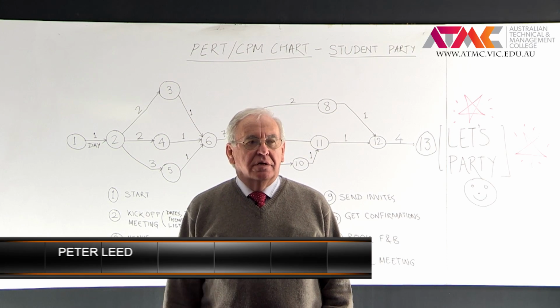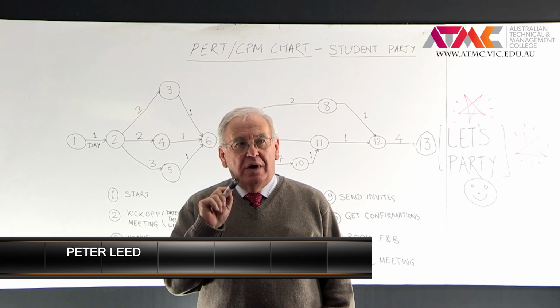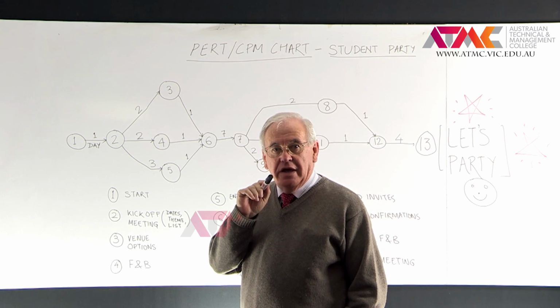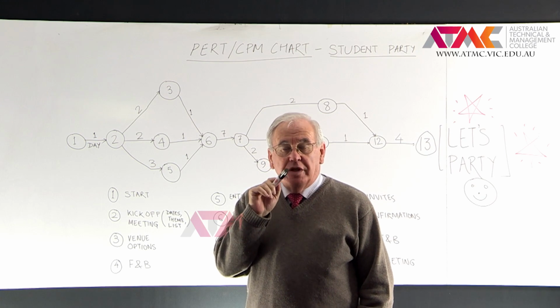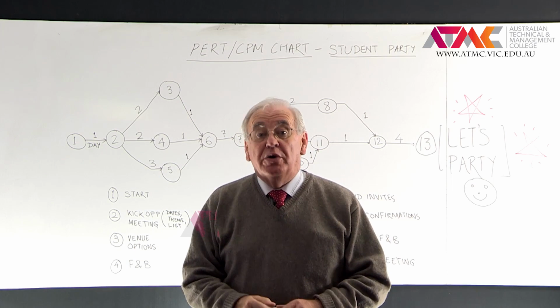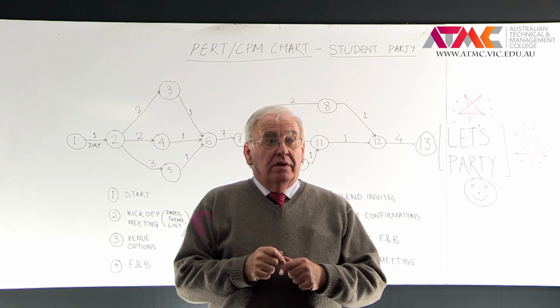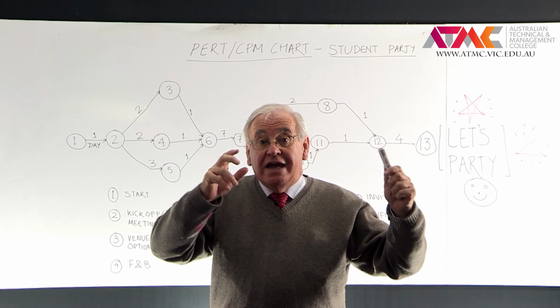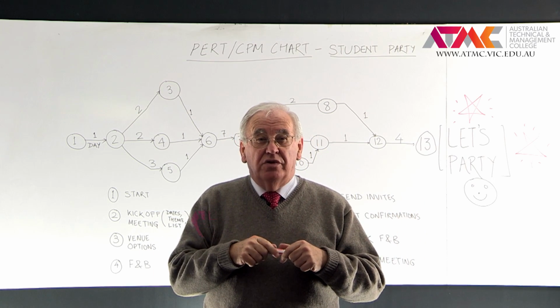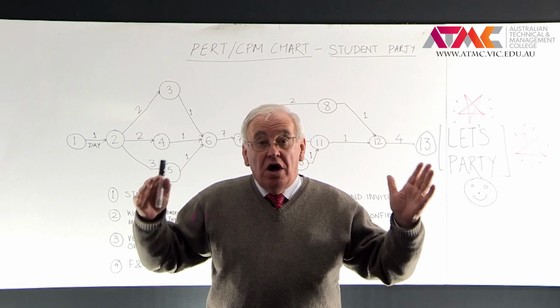PERT charts, Program Evaluation Review Techniques. That's what it stands for, P-E-R-T. And what a PERT chart does, it breaks down the project into components. It breaks down the activities and the events, the tasks that you have to do. And it gives you a timeline.